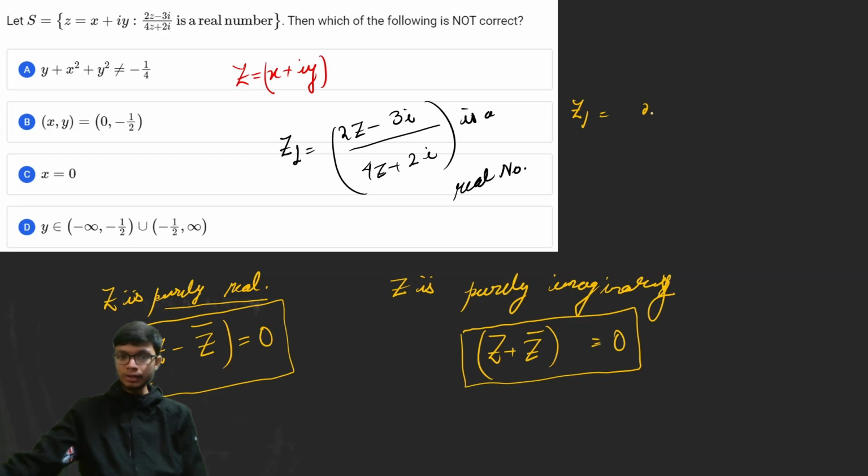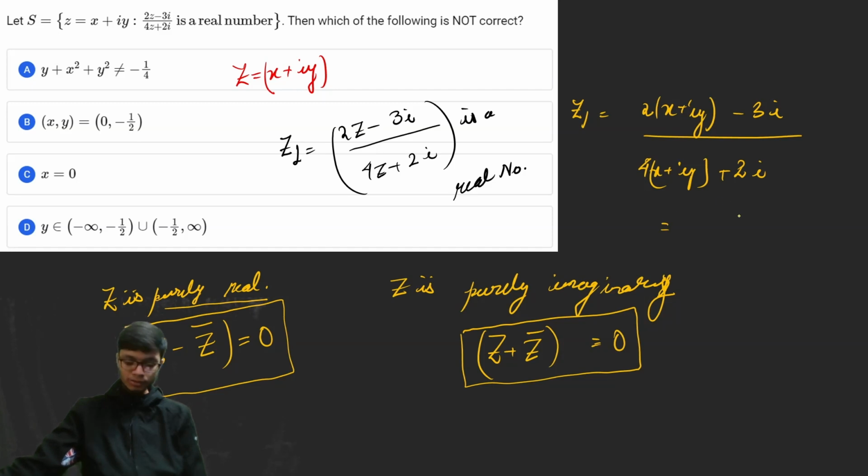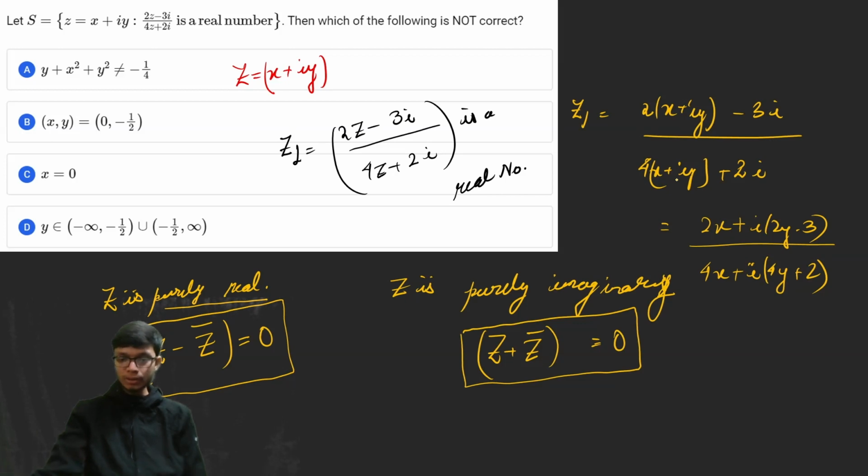Then I can write z1 as 2 times (x plus iota y minus 3 iota) whole divided by 4 times (x plus iota y) plus 2 times iota. With this you can write it as 2x plus iota times (2y minus 3) whole divided by 4x plus iota times (4y plus 2). Okay, you will get the complex number z1 something like this. Now let us perform the division by multiplying with its conjugate. So let us do so.